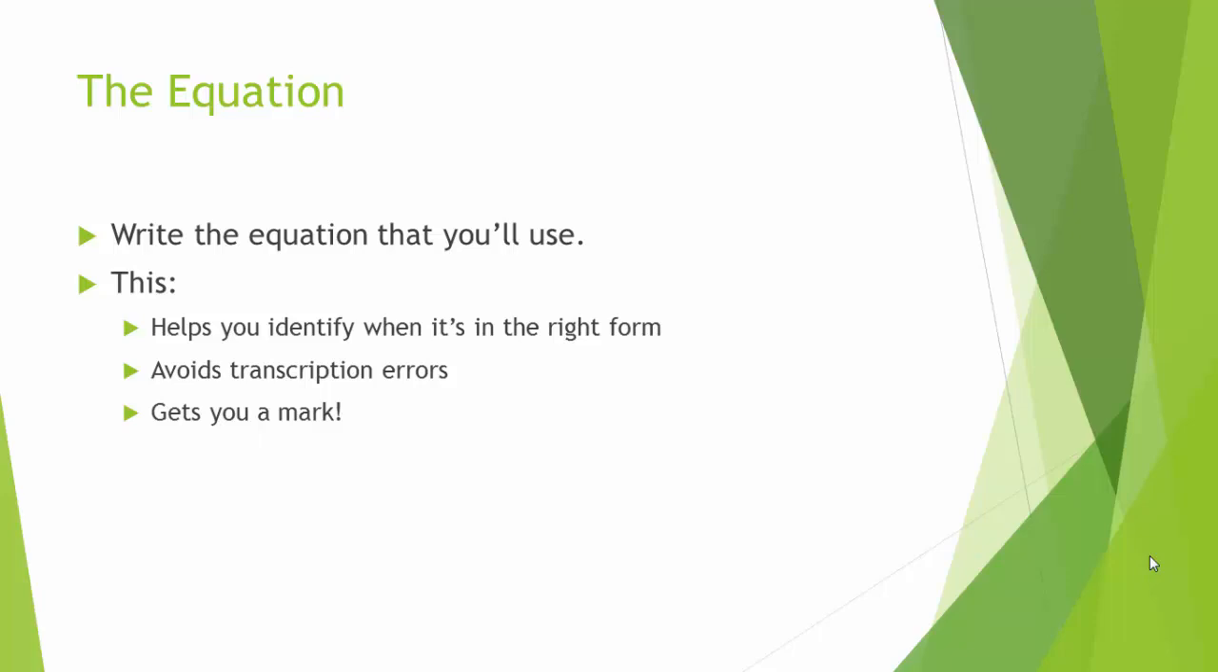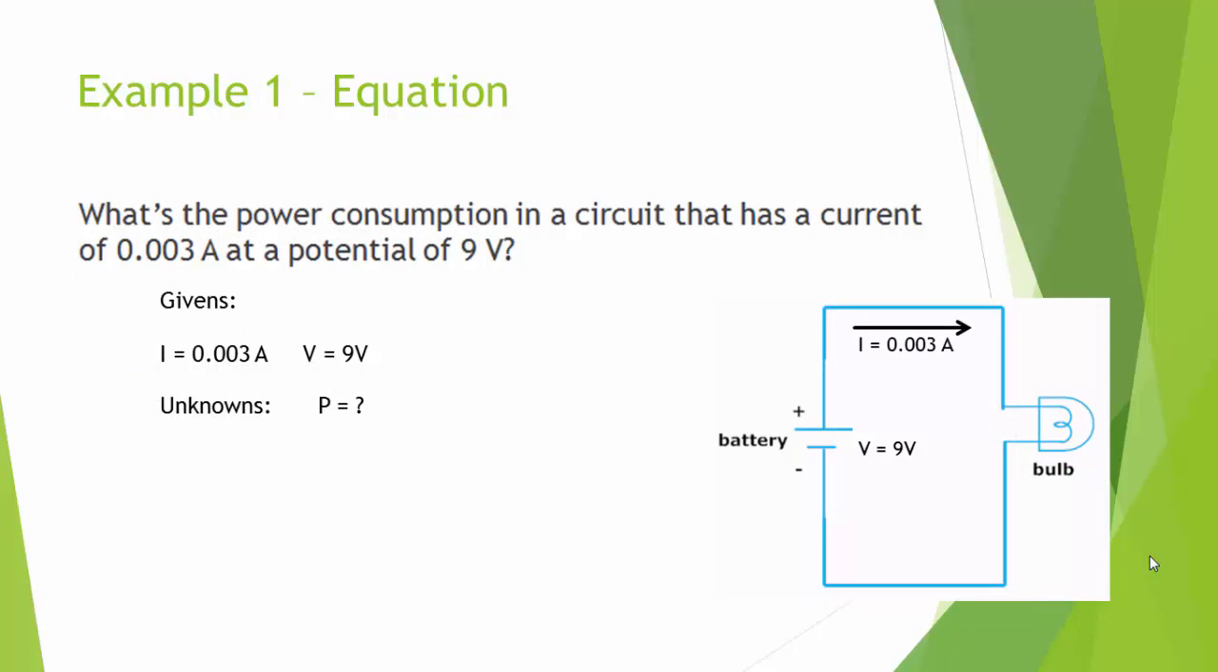It avoids transcription errors. You avoid the errors where you just quickly write it down and you write it slightly incorrectly. It's easy to check over your work. And guess what? Correctly writing the equation gets you a mark. So in this case, our E, the equation, P equals IV. And before we proceed to the substitution step, we make sure the equation's in the right form. We make sure that the unknown is alone.